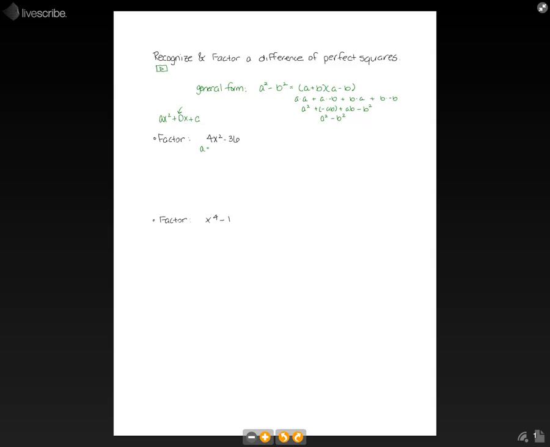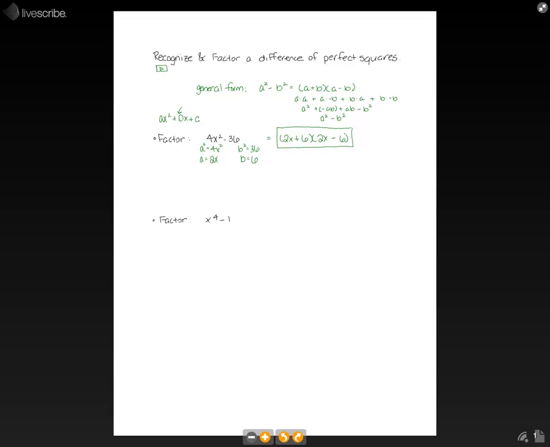We know that a squared is 4x squared, and b squared is 36, which means a is the square root of that, so 2x, and b is the square root of 36, which is 6. If we put this into our formula, we can see that 4x squared minus 36 equals a, which is 2x, plus b, which is 6, times a again, which is 2x, minus b, which is 6. So 2x plus 6, 2x minus 6.